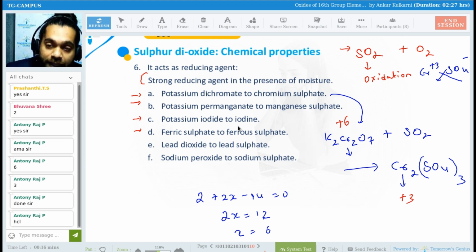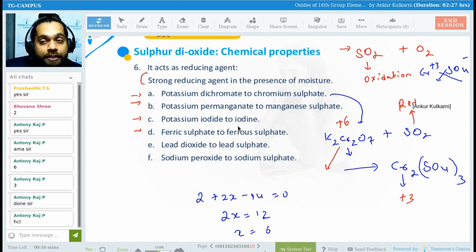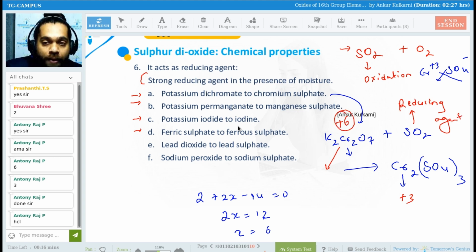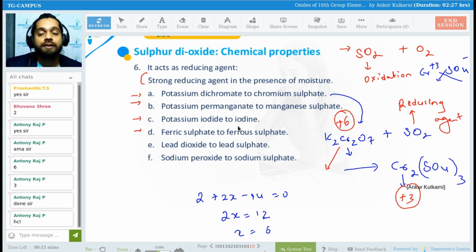So what does this prove? That chromium is undergoing reduction. That means who is responsible? Your SO2 is responsible. So sulfur dioxide is acting as a reducing agent, reducing chromium from plus 6 to plus 3. I hope it is clear. Prashant, is it clear?